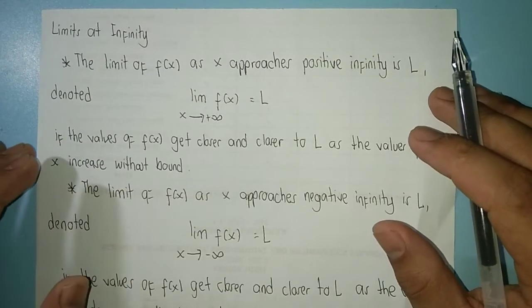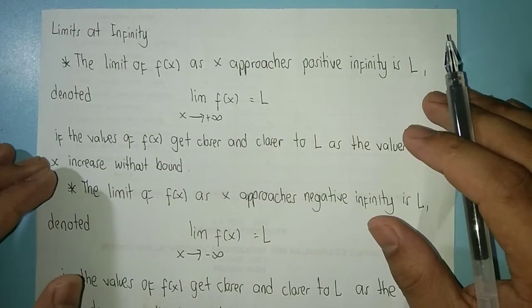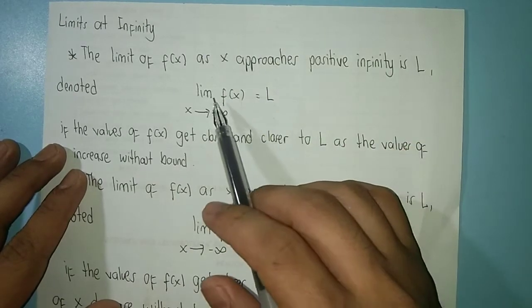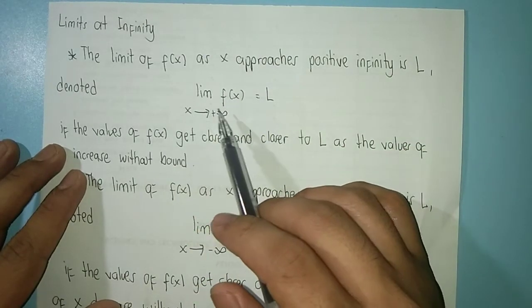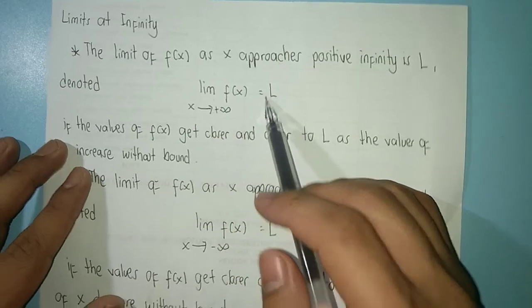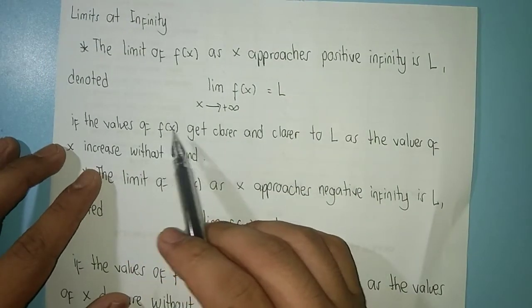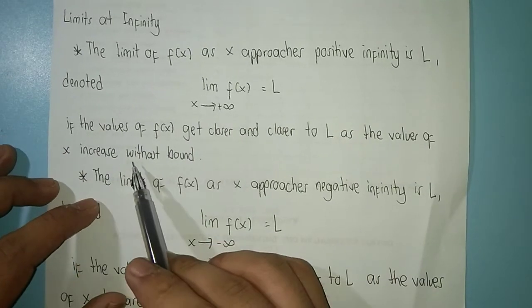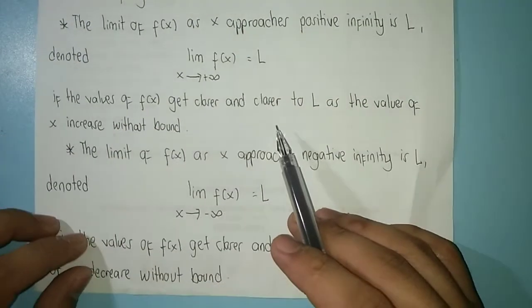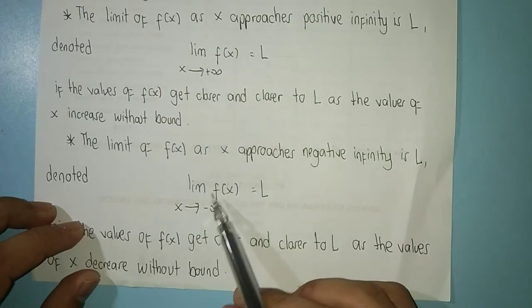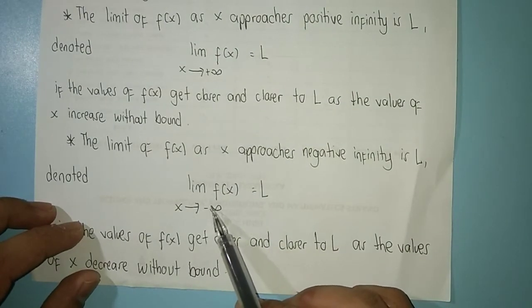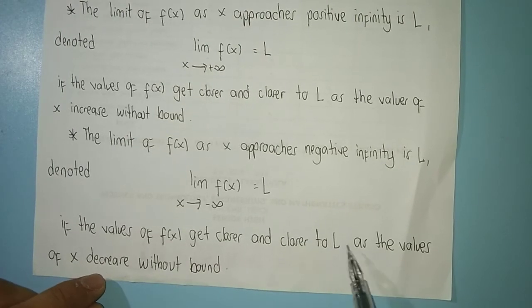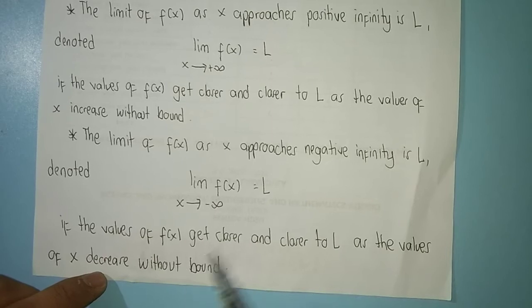In this video, we're going to discuss limits at infinity. So let's start with the definition. The limit of f of x as x approaches positive infinity is L if the values of f of x get closer and closer to L as the values of x increase without bound. For another definition, the limit of f of x as x approaches negative infinity is L if the values of f of x get closer and closer to L as the values of x decrease without bound.